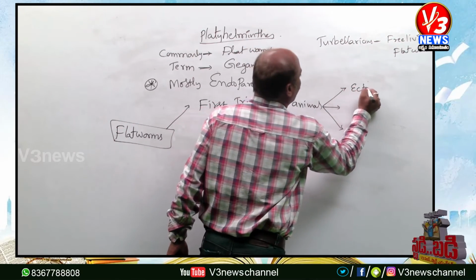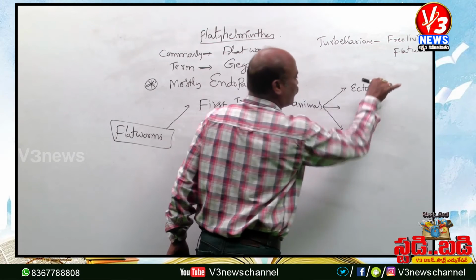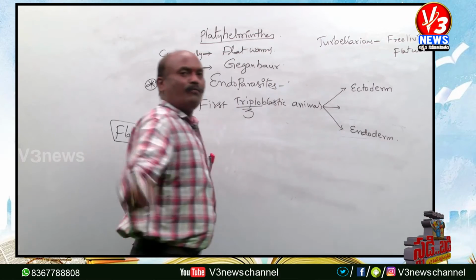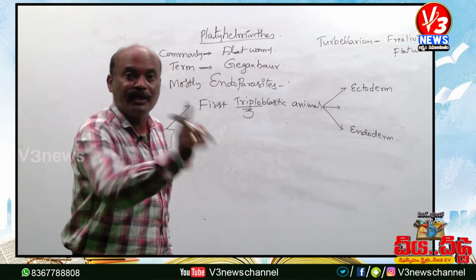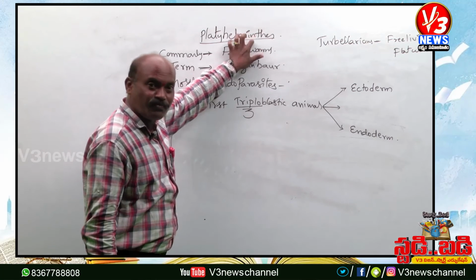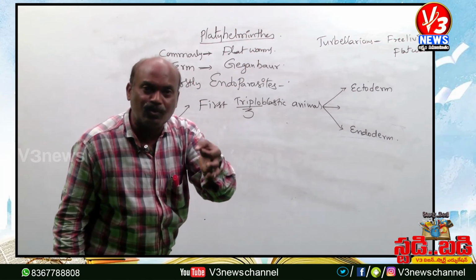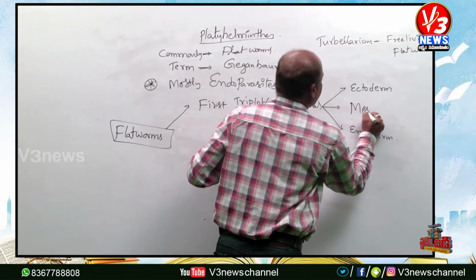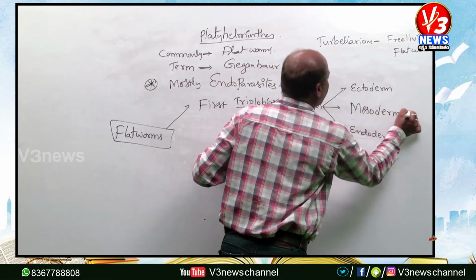Already we know the two words, outer ectoderm, inner endoderm. First time in the animal kingdom, in this phylum, mesoderm appears. So, first time mesoderm appears in this phylum.